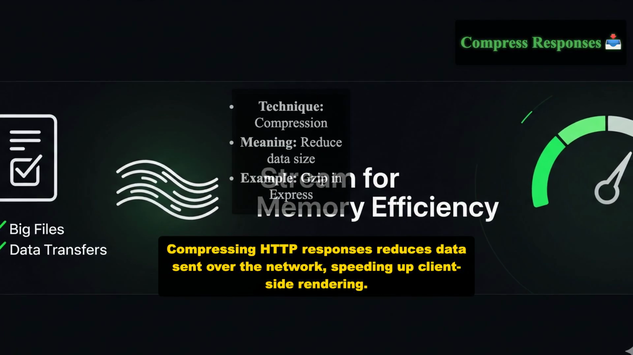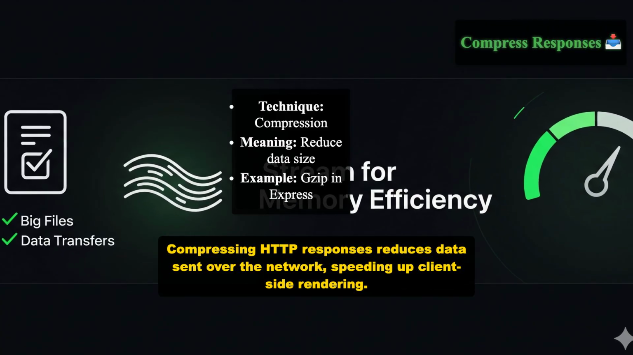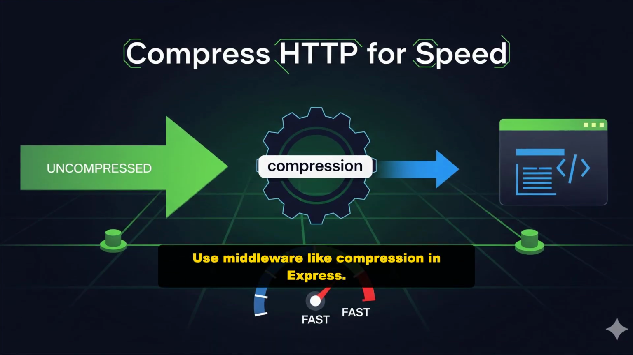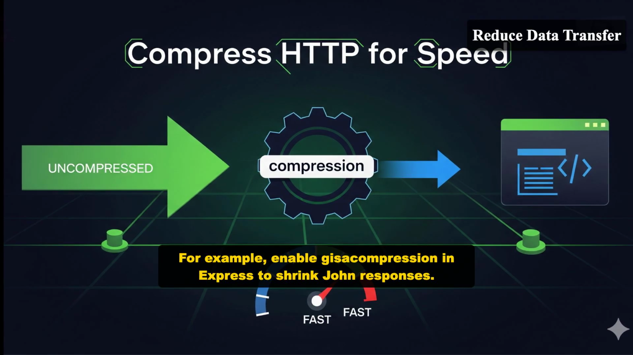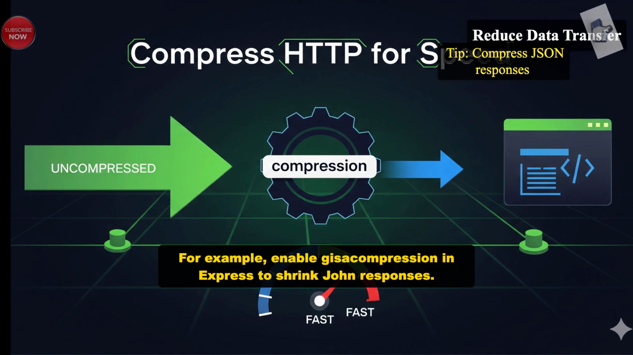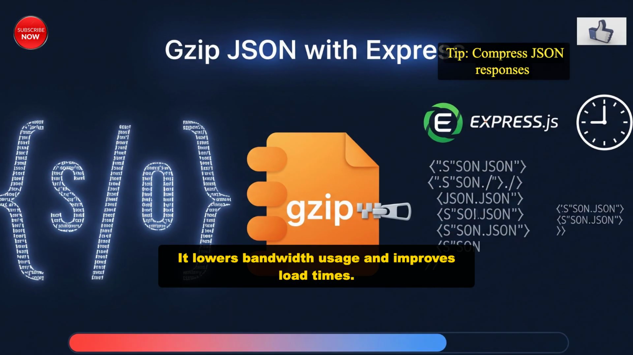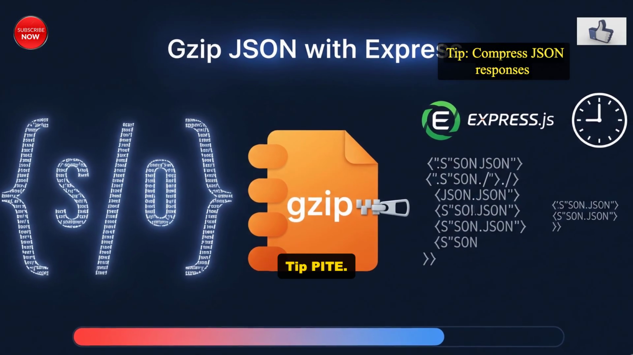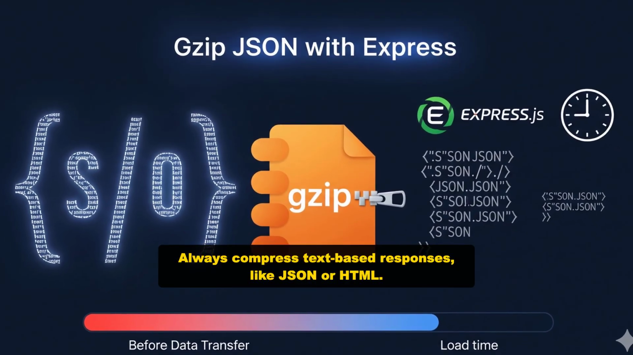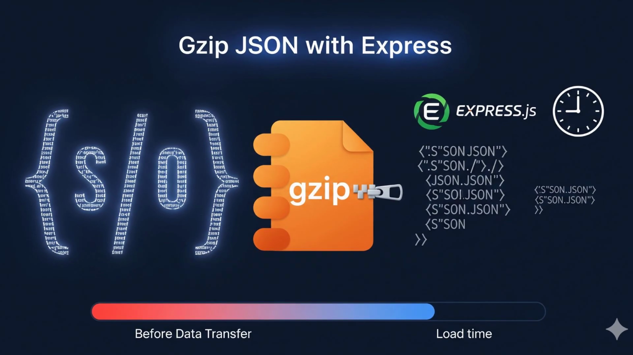Compressing HTTP responses reduces data sent over the network, speeding up client-side rendering. Use middleware like compression in Express. For example, enable gzip compression in Express to shrink JSON responses. It lowers bandwidth usage and improves load times. Tip: always compress text-based responses like JSON or HTML. It boosts performance for web apps.